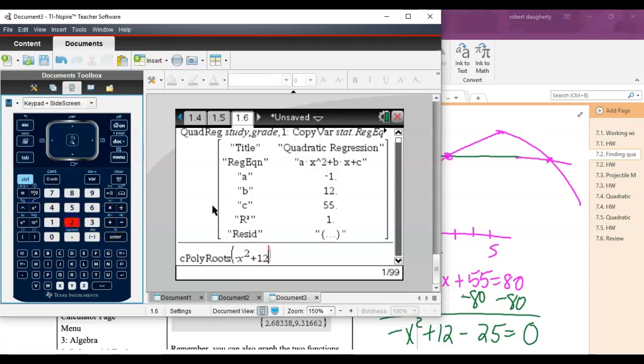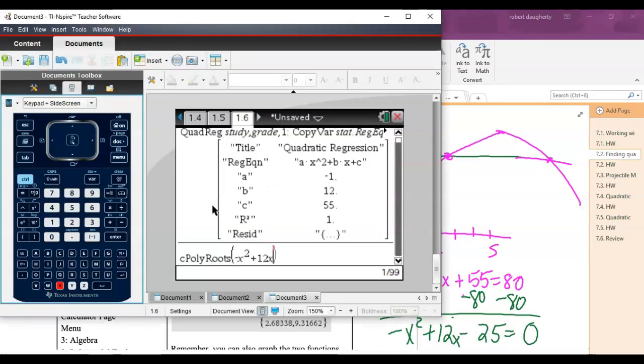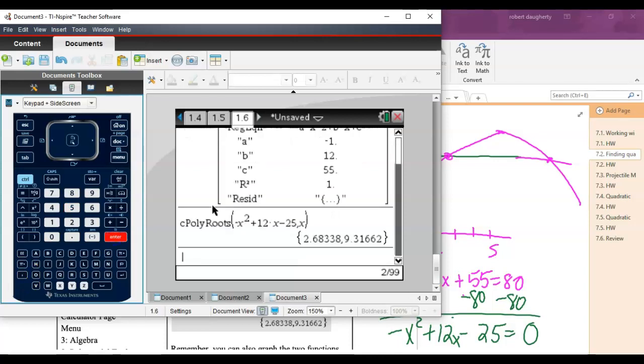plus 12x minus 25. Is that my phone or something? Oh, minus 25. So that is set equal to 0. Once it's equal to 0, all I have to do is plug it in here and just say comma x and get my solution. Okay.